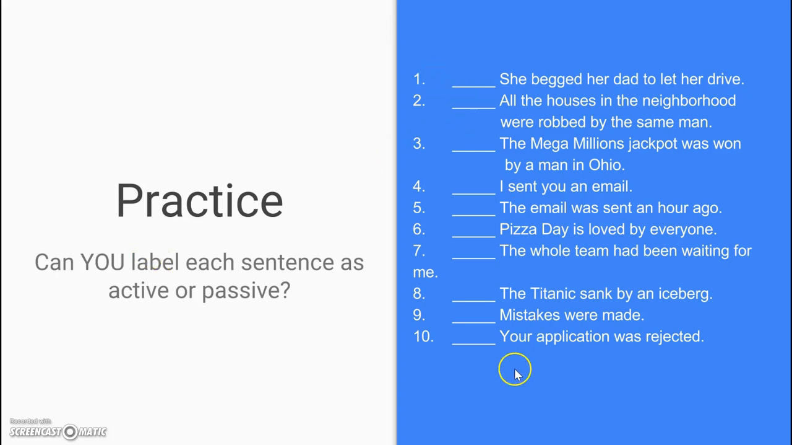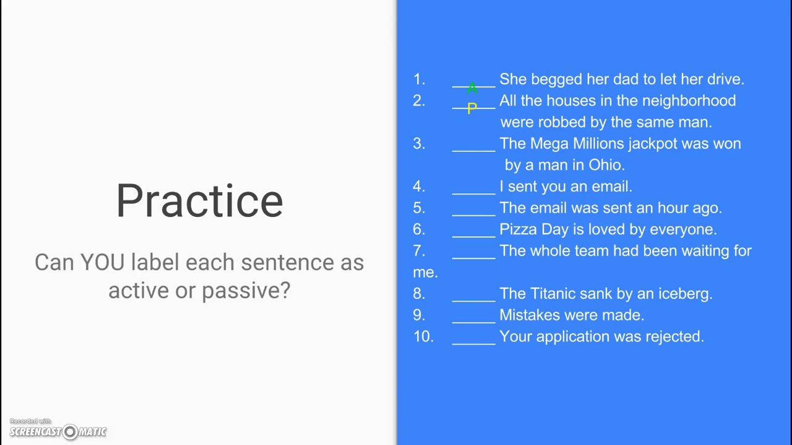In each sentence, I'd like you to read it and try to identify each one as either active or passive. We're going to try to label them all. Number 1, "She begged her dad to let her drive." She is the subject doing the action of begging, so this is active. Number 2, "All the houses in the neighborhood were robbed by the same man." The houses were robbed by a person. This could be rearranged, so we're going to call it passive.